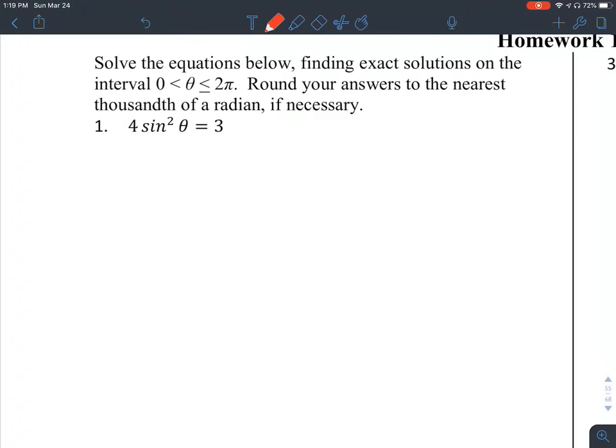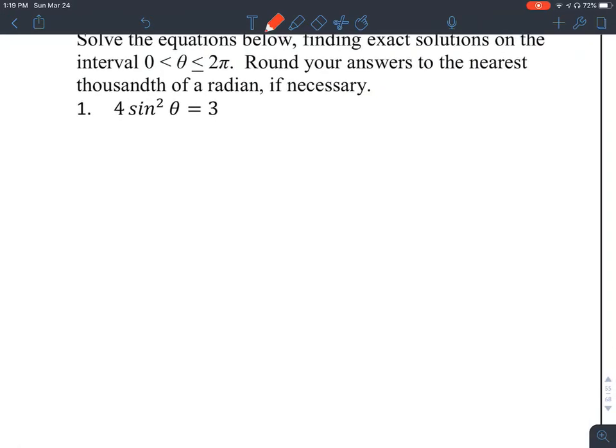If we end up with an angle that is special, a multiple of 30 or a multiple of 45, then we're not going to use a calculator and not going to round. So in order to solve this equation, when I get theta by itself, I'm going to divide both sides of the equation by 4. Then I'm going to square root both sides. It's going to give me sine of theta is plus or minus square root of 3 over square root of 4, which is 2.